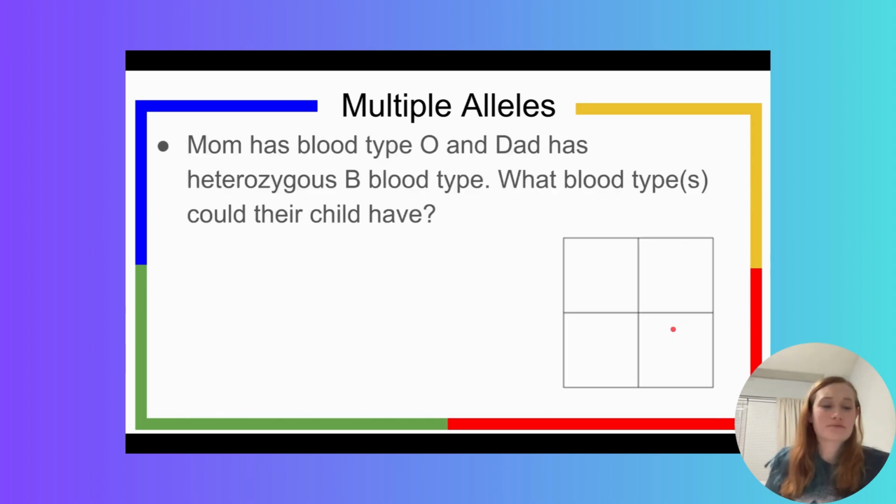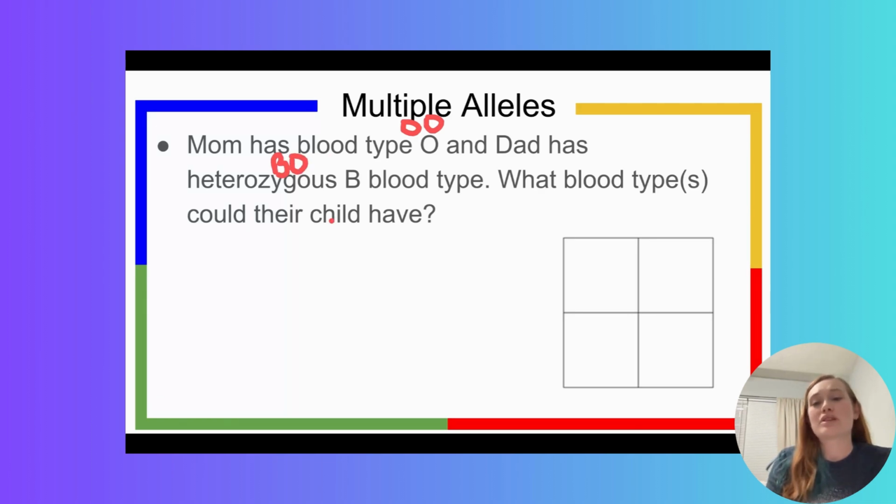All right, so here we have a problem where mom has blood type O and dad is heterozygous B blood type. We're going to try to figure out the blood types that their child could possibly have. So mom is type O, so she is OO, and dad is heterozygous B, which means he is BO.